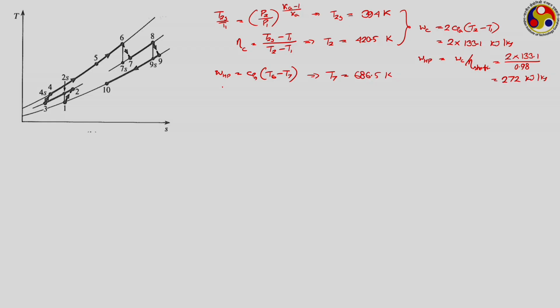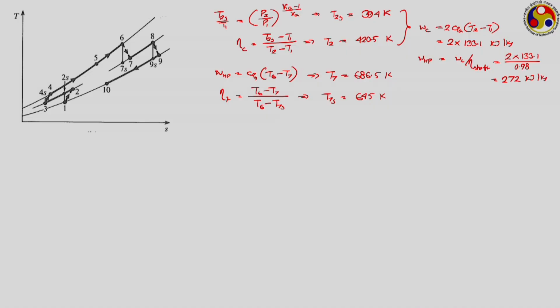686.5 Kelvin. Now, isentropic efficiency for the turbine is also given, which is the actual temperature loss, T6 minus T7, by the ideal possible or maximum possible temperature loss, T6 minus T7s. From there we can get T7s to be equal to 645 Kelvin. Now, the actual temperature at the end of HP compression process is 686 Kelvin, but had there been an isentropic compression, the temperature would have been 645 Kelvin.